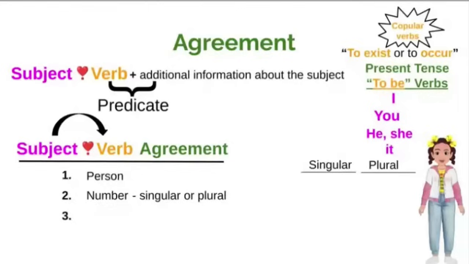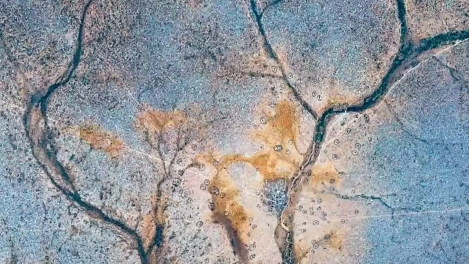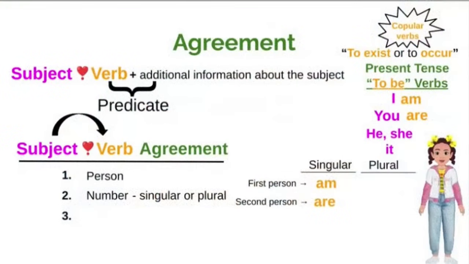Just so we can see the comparison, in the present tense, the singular first person to be verb: am. Okay. And the second person to be verb in the singular: are. Okay. And the third person to be verb in the singular: is. The first person plural: are. The second person plural: are. And the third person plural: are. Okay. That makes it real easy.